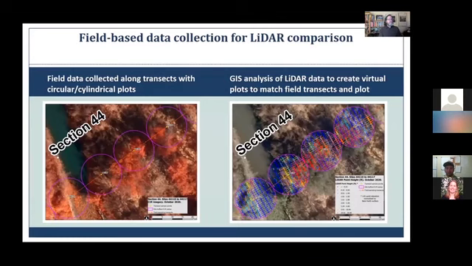Here's an example of some of the data. On the left is a multispectral image, in this case color infrared, showing a portion of transect 44 and some of those circular plots that were established along the transect. On the right is a plot of LiDAR laser return data, color-coded to show relative elevation or height above the ground surface. The blue dots are laser returns from at or near the ground surface, whereas the red ones are higher in the canopy, in this case 10 to 30 feet above the ground surface.